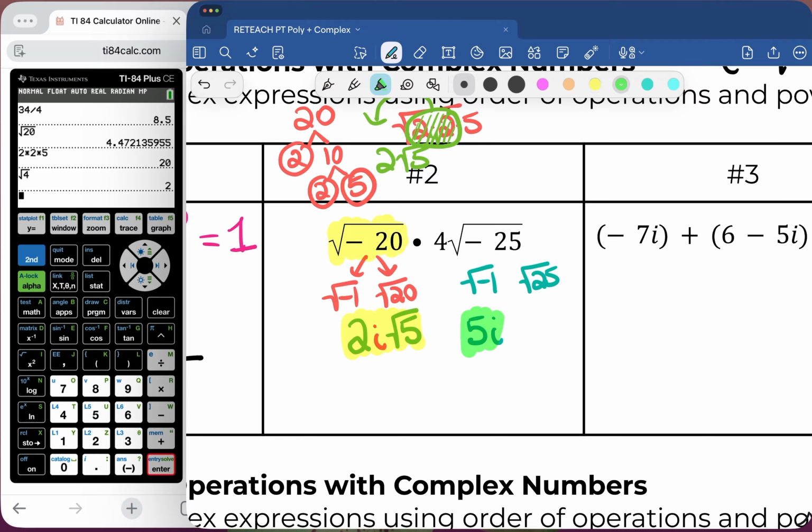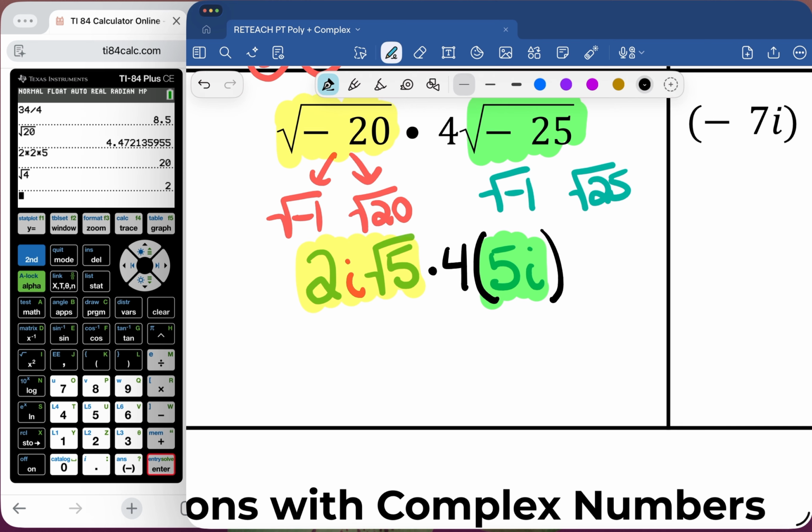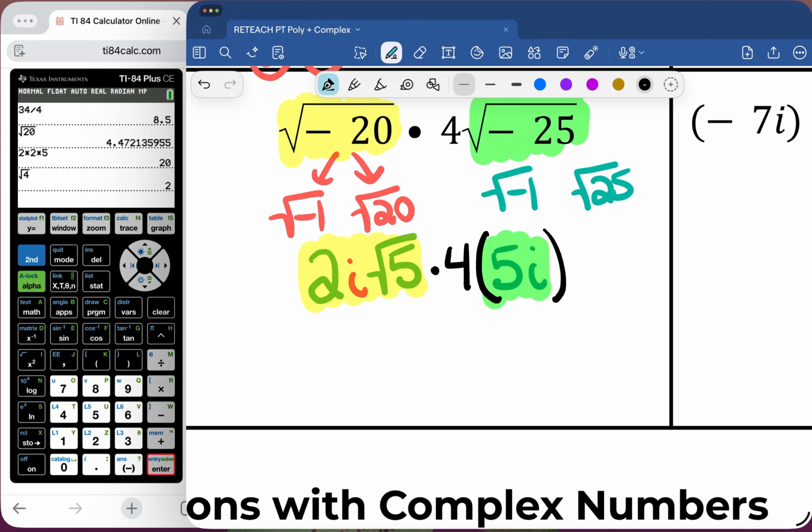That 5I replaces the square root, but we need to make sure that we do not leave behind that times by 4. So I'm just going to drop down a parentheses to make sure I don't lose the place of where that 4 is actually supposed to belong. So from there, I have 2I square root of 5 times 4 times 5I. So we follow our PEMDAS and do our order of operations.